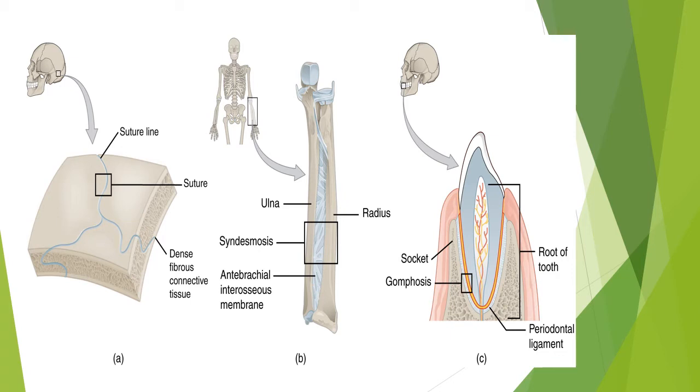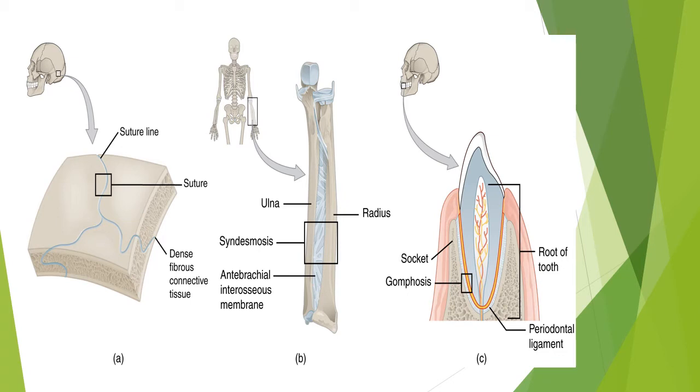In part B, you can easily see the long bones of the forearm. The forearm is basically composed of two bones, radius and ulna, and the radius and ulna are connected by a joint called a fibrous joint, also known as syndesmosis. This is basically the shaft region of the long bone, and again it is a fixed joint and doesn't allow any type of movement.